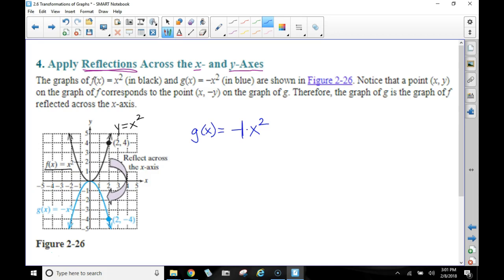So that's what it means. Our key points are 0 and the opposite of 0, still just 0. But 1, 1 would now be 1, the opposite of 1, -1. 2, 4 is now at 2, -4. And -1, 1 is now at -1, -1. And the -2, 4 key point is now at -2, -4. So you're going to know if you have a reflection about the x-axis if you have a negative out front of your function like that.